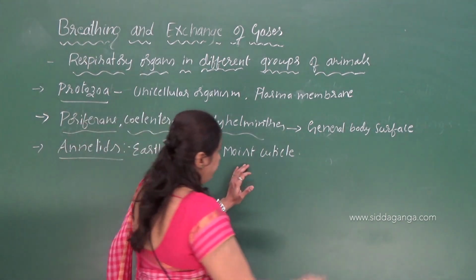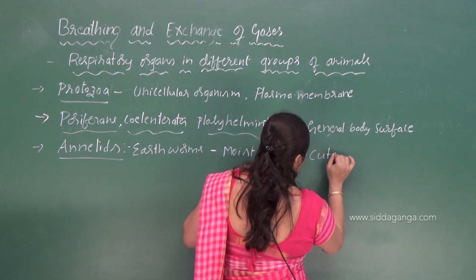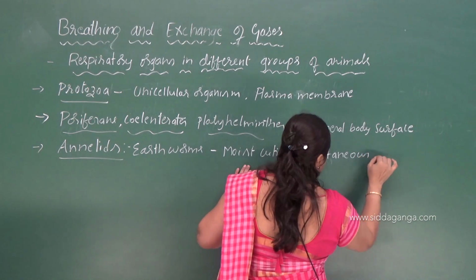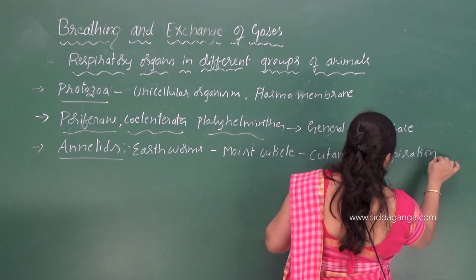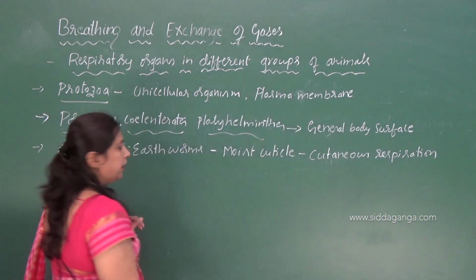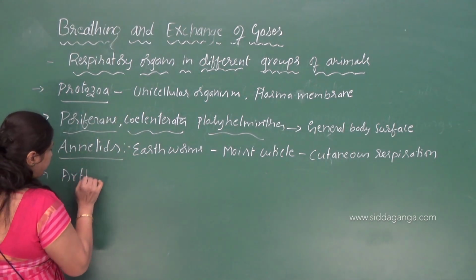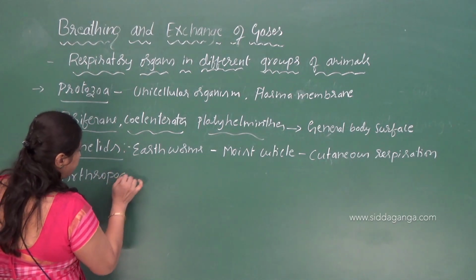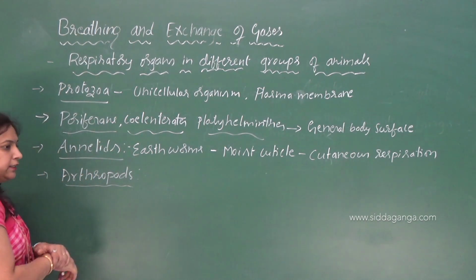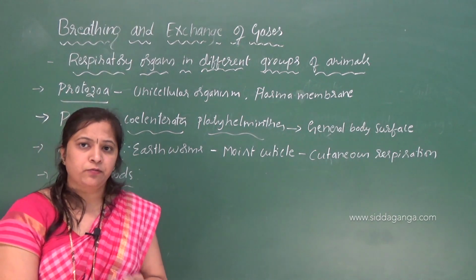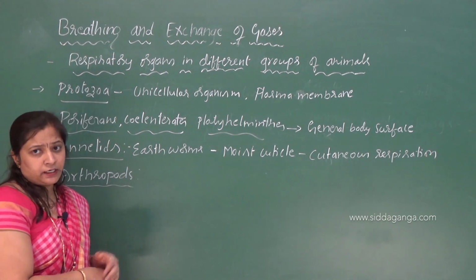And the type of respiration? So here the respiration occurs through the cuticle, no? It is called cutaneous respiration. If respiration occurs through the skin, it is called cutaneous respiration. Okay, and when it comes to arthropods, you know about arthropods, right? Arthropoda is one of the largest phyla among the animal kingdom. It includes animals like insects, scorpion, tick, mite, prawns, crabs. Okay, so all these animals come under the arthropoda and they live in a wide variety of habitats.